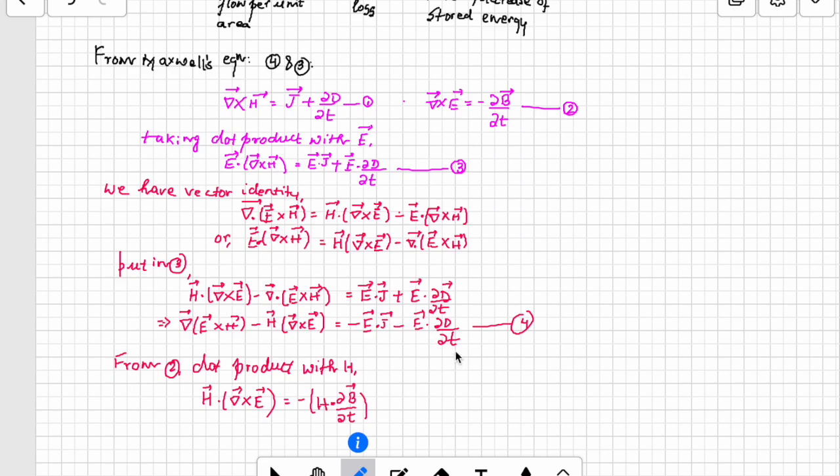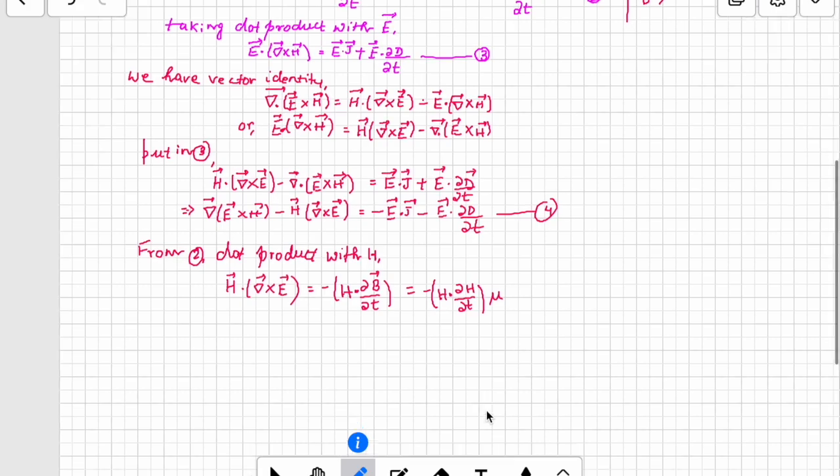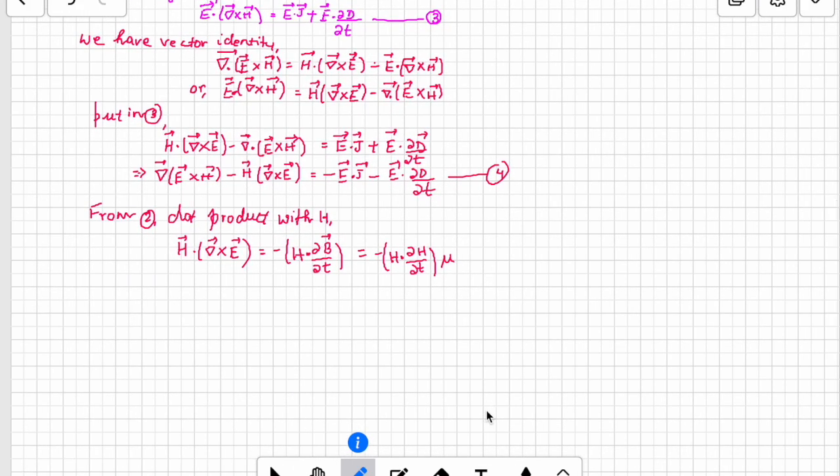This B actually can be written as mu H. If you remember, B can be written as mu H. We have already seen it. So I'm going to slightly modify this, and write it in the same line as equal to minus H dot, and in place of B, I write mu H, del H by del T. We are not talking about free space here, so I'm not writing mu naught, I'm just writing mu. So this is what we have as the dot product. Now we can see that this is H dot del cross E, so maybe we can put this directly.